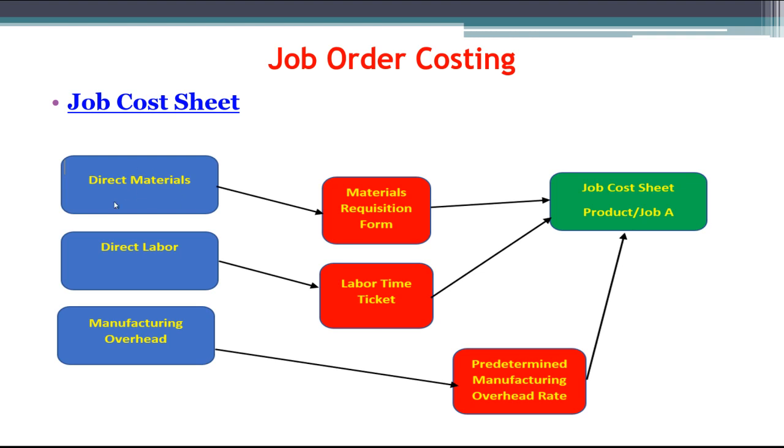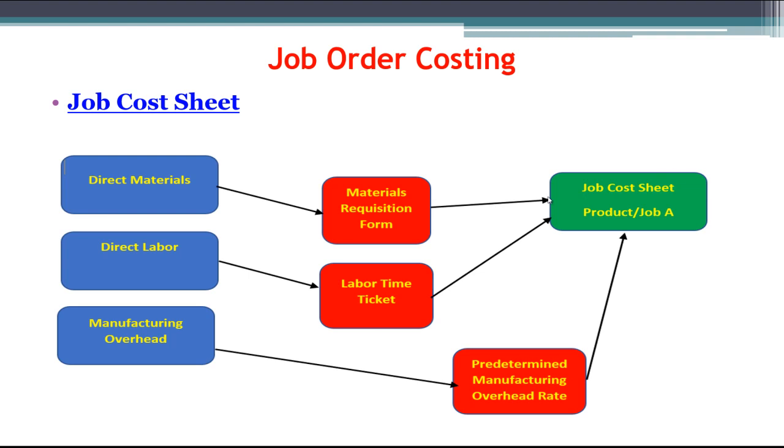Out of all the direct materials we have, how many were used for job A? Out of all the labor we've used throughout the period, how much was used for job A through a time card, time ticket, whatever term you want to use? Now, manufacturing overhead is a little bit different because by this time, we should have determined a predetermined manufacturing overhead rate, which means that it's an amount per labor hour, per machine hour, per unit, some sort of rate that estimates how much overhead gets used up by each job.